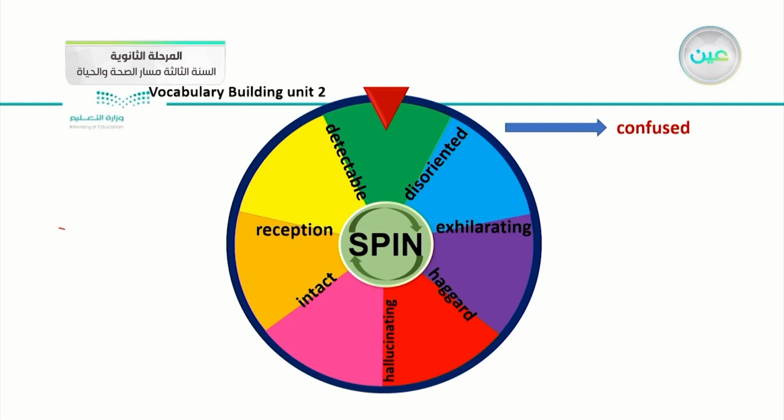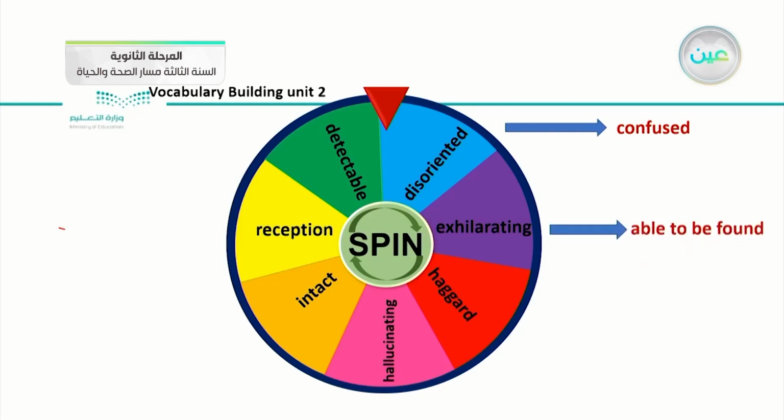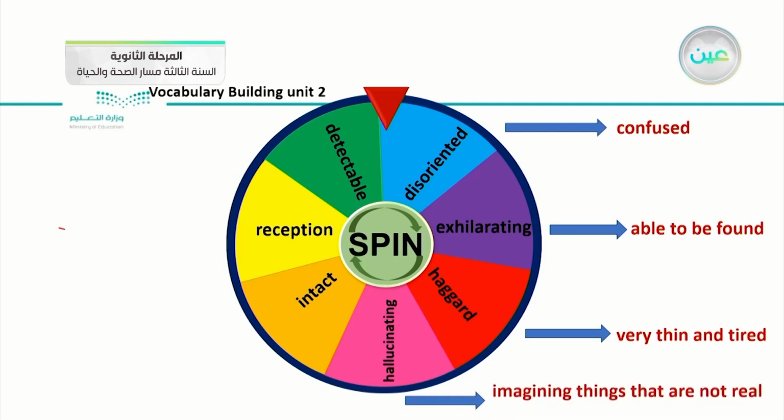Number 2, exhilarating. What do you think exhilarating is? We can say it is able to be found. Something able to be found. Haggard. What do you think haggard is? We can say it is very thin and tired. Okay, what is the fourth one? Hallucinating, which means imagining things that are not real. So this situation happens with people hallucinating, that means imagining things that are not actually there.